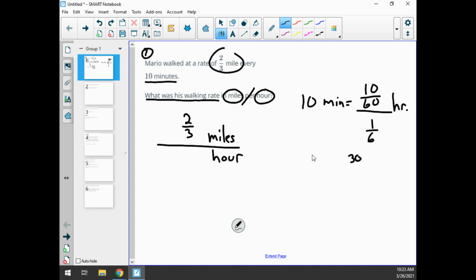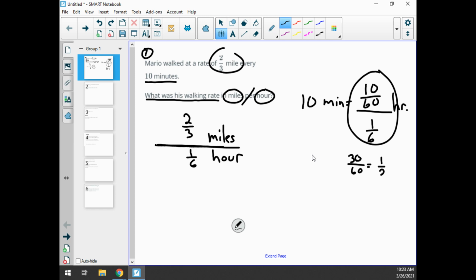If it was 30 minutes out of 60, that's half an hour. 30 minutes is half an hour, but we have 10 out of 60. So I'm going to put the fraction 1/6 because that's what 10 minutes is, 1/6 of an hour. Now that I set up the problem, I can solve it.